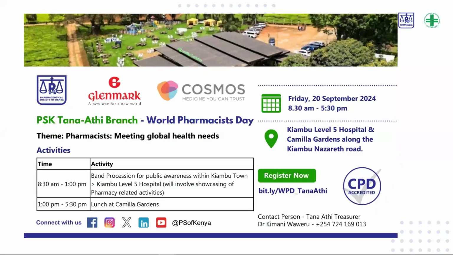Next slide, please. This is another activity that will be happening, still commemorating the World Pharmacist Day, and this is by Tana Adi branch, where they'll be having a walk in Kiambu, level 5. And then after that, there'll be a lunch at Camilla Gardens. So for those from Tana Adi branch and those surrounding, you're welcome to attend the event.